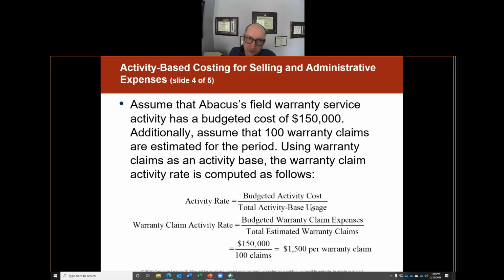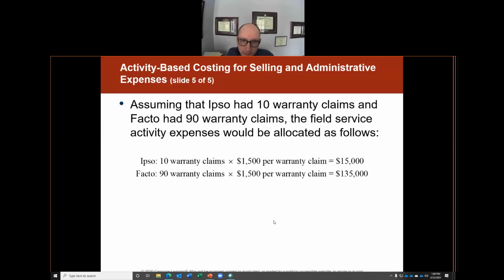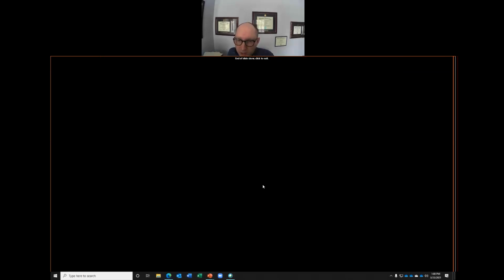For example, if we did it for warranties in this example, you would take the budgeted warranty claim expense divided by the total estimated warranty claims, giving us $59 per warranty claim, just as an example. And you can do that per product, of course. It works the same exact way. That just shows you how it would work in a service as well.